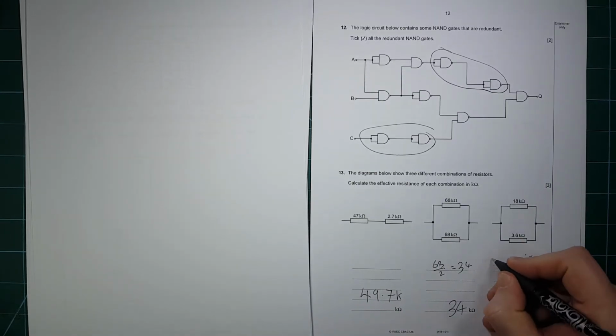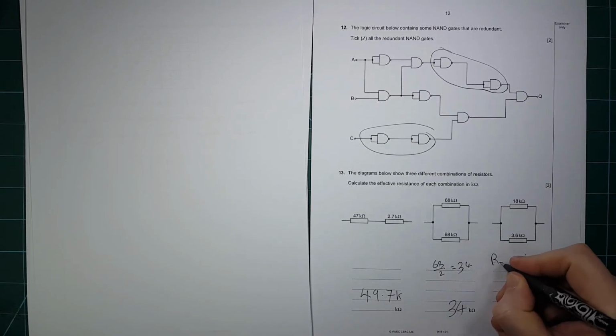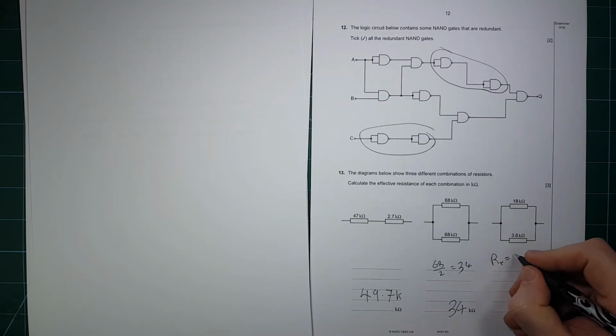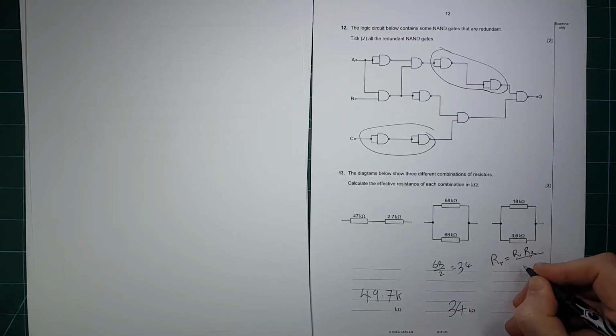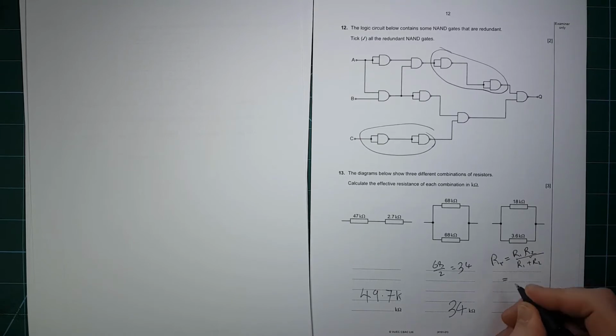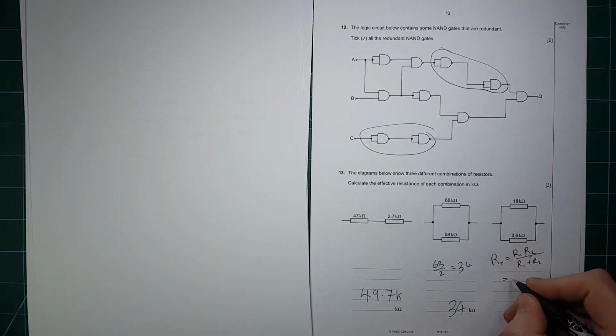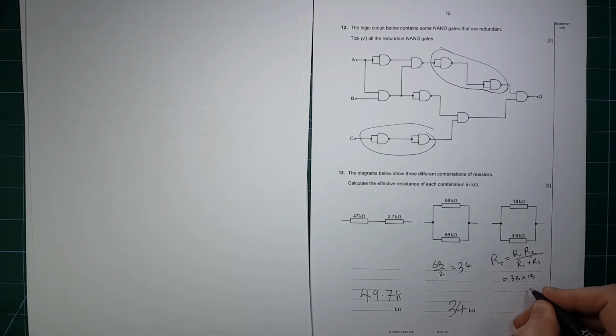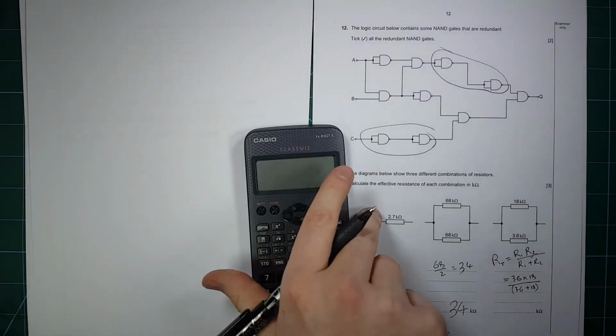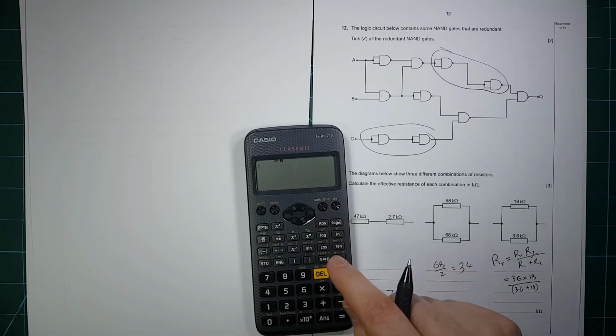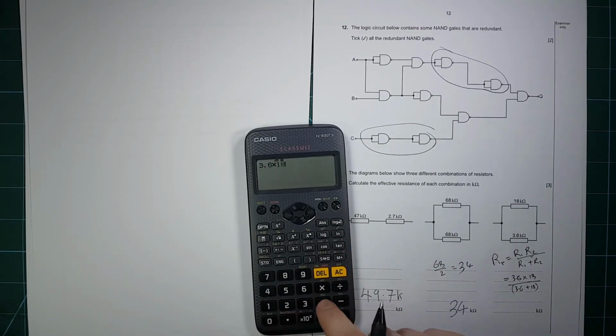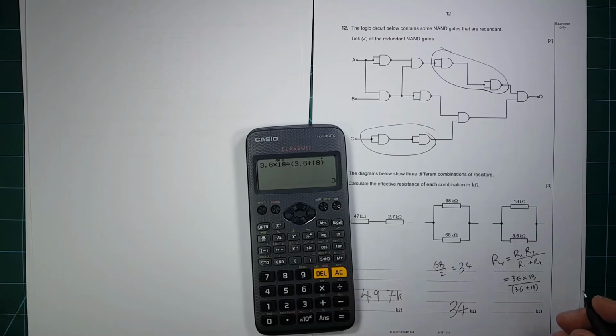This one we need to use the equation. There are various equations you can use. Because it's got 2, we can use the product over the sum. So it's R1 times by R2 divided by R1 plus R2. Now, as long as we leave everything in kilo ohms, the answer will come out in kilo ohms. So we can do 3.6 times by 18 divided by 3.6 plus 18. And then we will need a calculator for that. So we've got 3.6 times by 18 divided by 3.6 plus 18. Make sure you put your brackets in correctly. And that's equal to 3 kilo ohms. 3.0 kilo ohms.